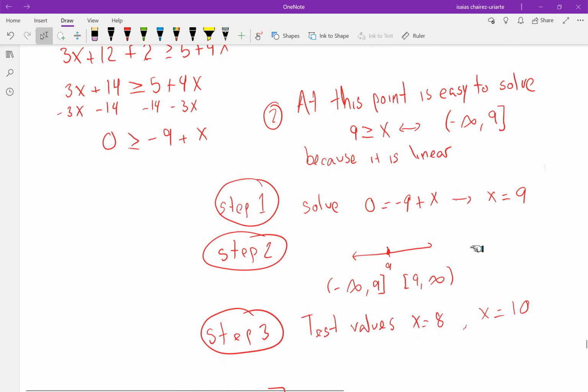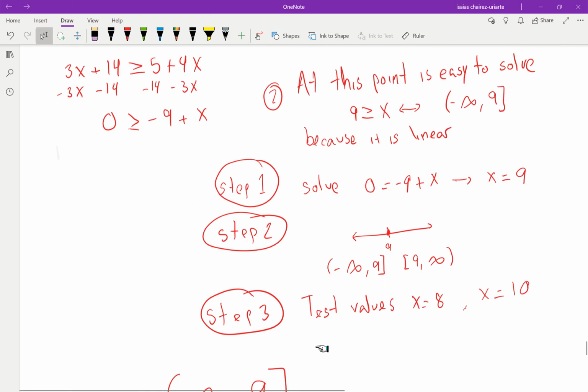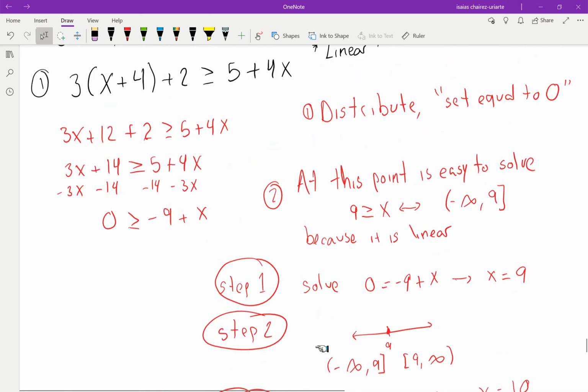And if you test, you'll discover that x equals 8 actually satisfies our inequalities. X equals 10 would not satisfy our inequality. So our solution set is negative infinity to 9, including 9. There's a bracket on our answer. Okay, so hopefully this one wasn't too bad and we agree on the solution.